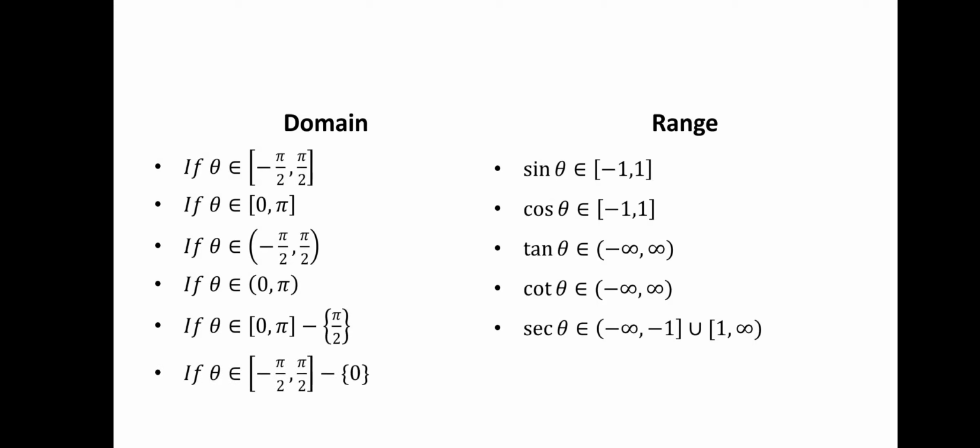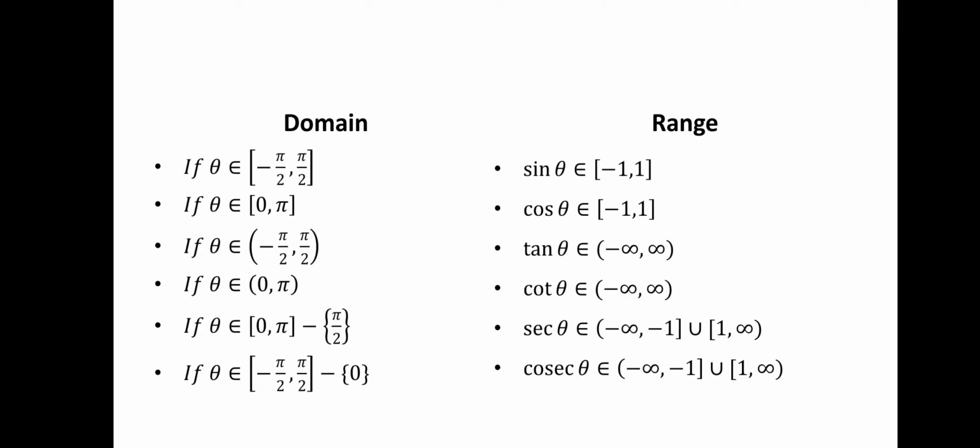Similarly, if I take the interval minus pi by 2 to pi by 2, leaving the value 0, so all values between minus pi by 2 to pi by 2 except the point 0, then cosec theta also does the same. Cosec theta gives me all the values except between minus 1 and 1. So this was the domain and range for my normal trigonometric functions which we have studied in our previous class, in the sense previous year.